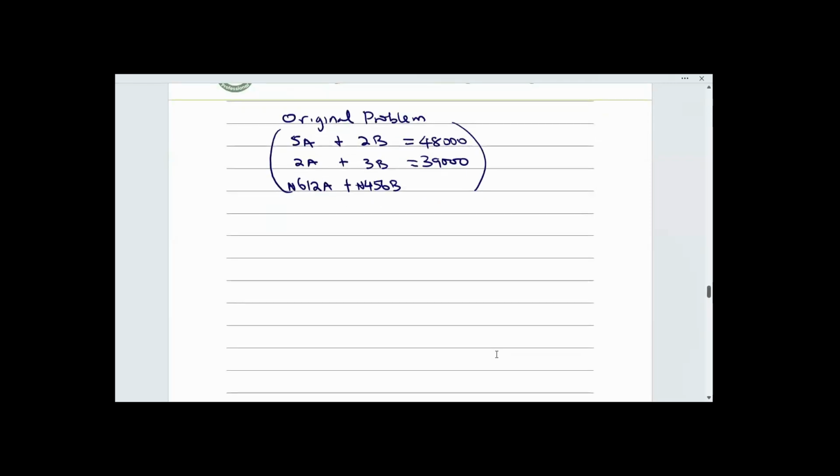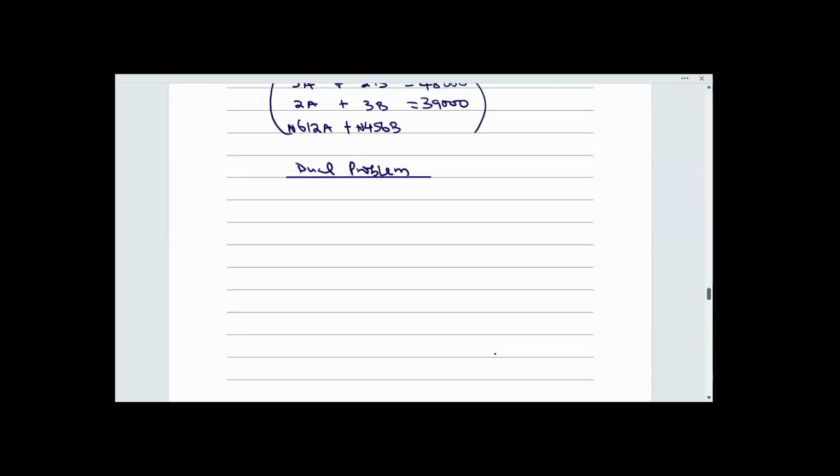The first step says you should identify the two equations that intercept at the optimal level of activity. Step 2 says you should find the dual, or the transpose, of the original problem. We have identified the original problem. The next thing we want to do is find the dual problem. To find the dual problem, you need to change row to column. The first row is 5A plus 2B equal to 48,000. Change it to columns. That means you are finding a transpose.